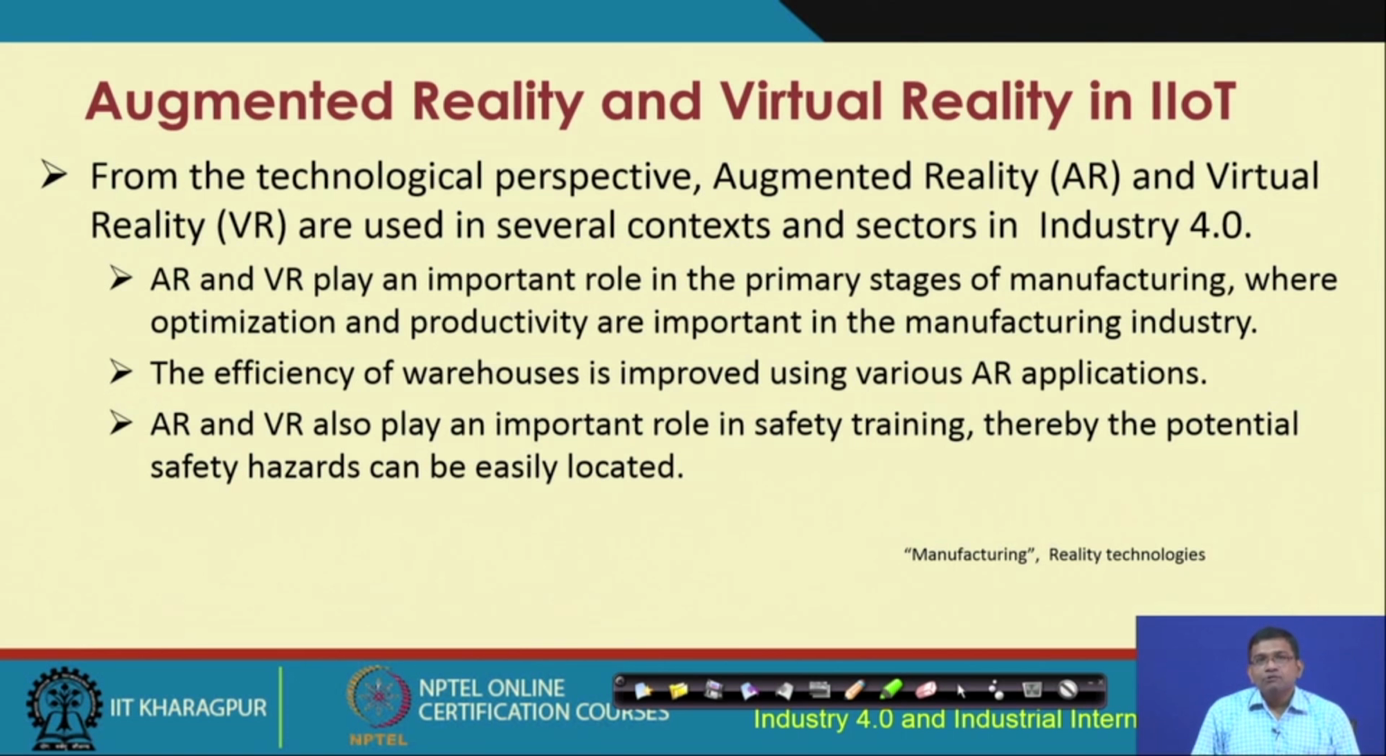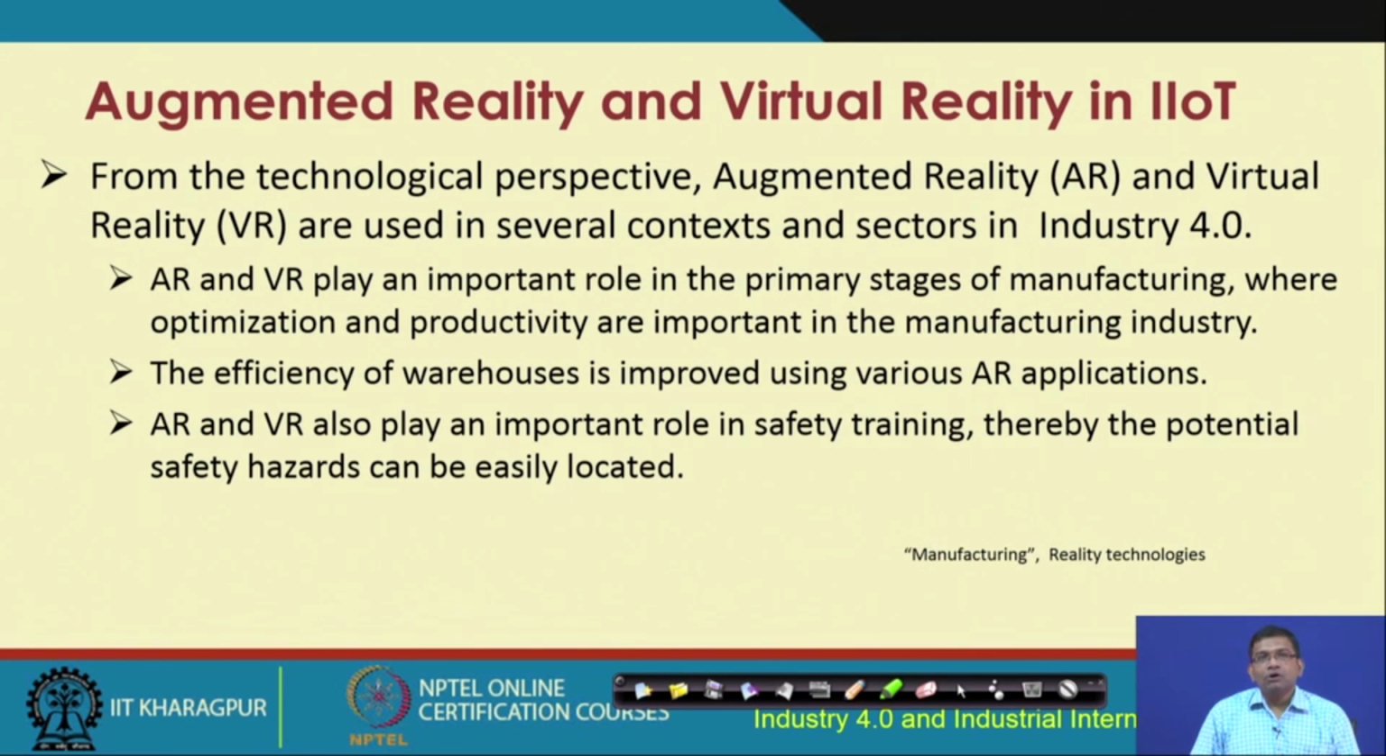The efficiency of warehouses is also very important, and these can be improved using different AR applications. Both AR and VR are also important in safety scenarios. For example, there are situations where VR as well as AR can be used for training of industrial safety. We will talk about that in another lecture, not in this lecture, where I will showcase how AR and VR can be used to improve the training of safety in industrial plants. So, these are very important technologies.